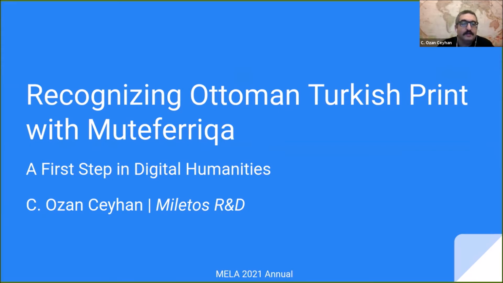My name is Ozan Ceyhan. I am an Ottoman historian of the late Ottoman and early Republican period of Turkey. I work in Miletos R&D company, mostly focused on artificial intelligence and mostly document intelligence.